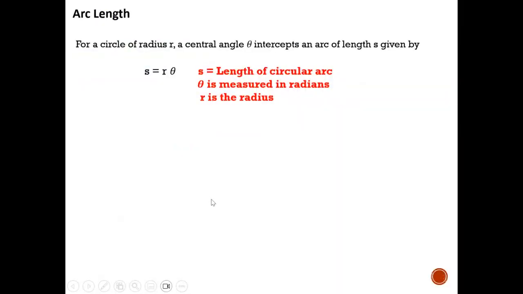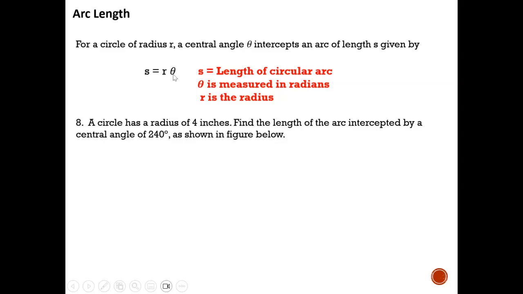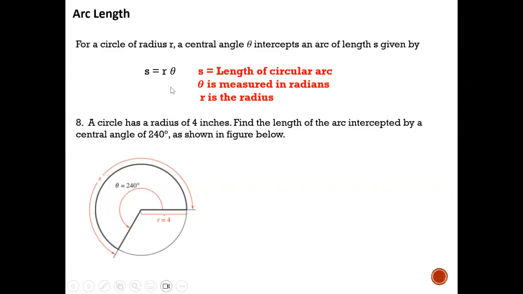Okay, now the next thing is finding the arc length. The arc length is equal to the radius times theta. A stands for arc length, R stands for radius, and theta stands for the angle. But you have to convert it to radians, because most of the time it's given in degrees. You have to convert that to radians first.